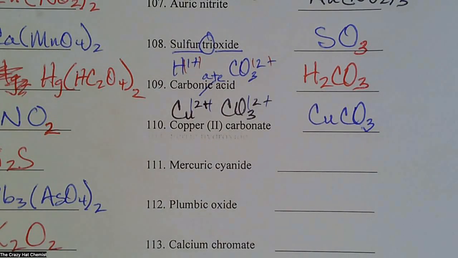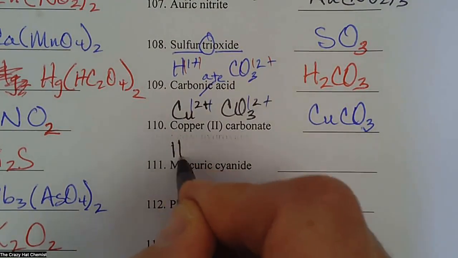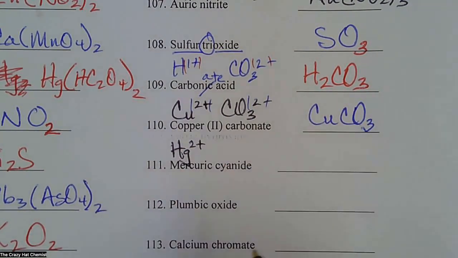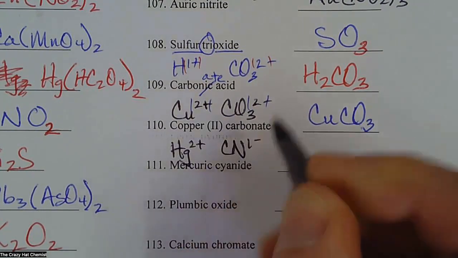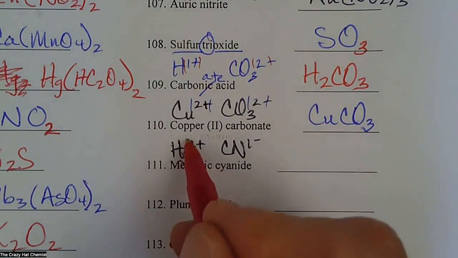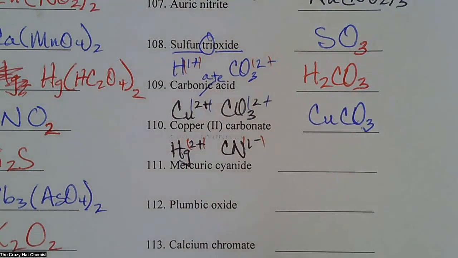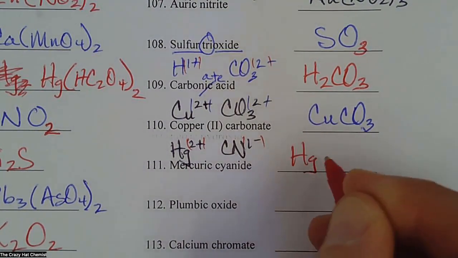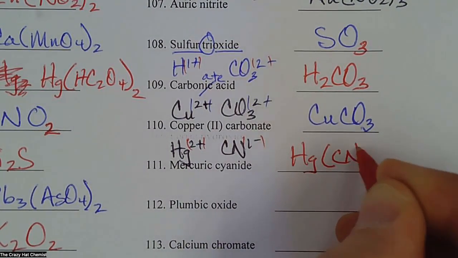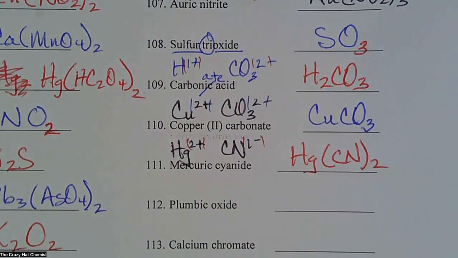The next one is mercuric, that's Hg2 plus cyanide CN1 minus. We're going to take the absolute value of these two numbers, flip, bring it down, and I get Hg(CN)2.